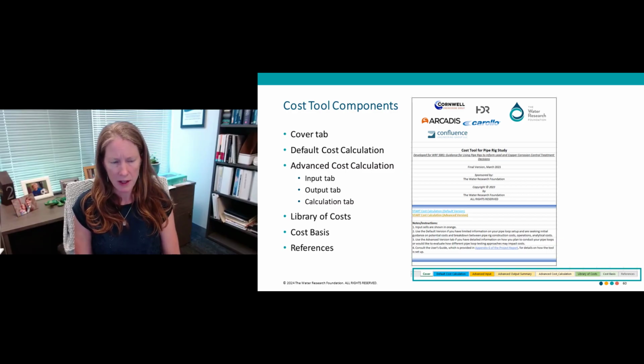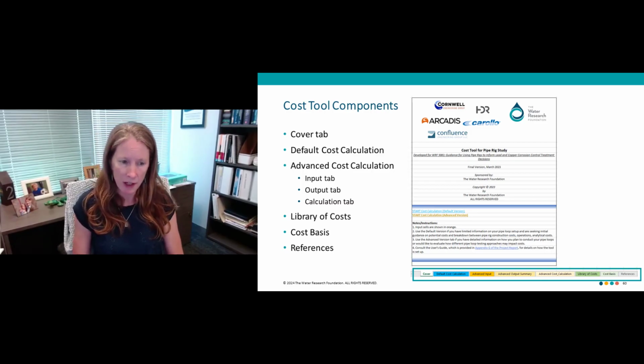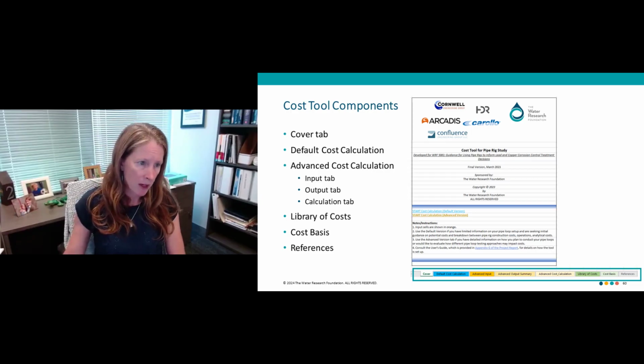The library of costs includes unit costs for each component of pipe rig testing. And then the cost basis tab is where we put in all the information that we gathered from the case studies, the literature, and the project team. So for harvesting pipes, for example, you might see multiple line items that reflect the cost for multiple studies, and you can get a sense of the range and also see some site-specific cost values. And then finally, there's a reference tab.